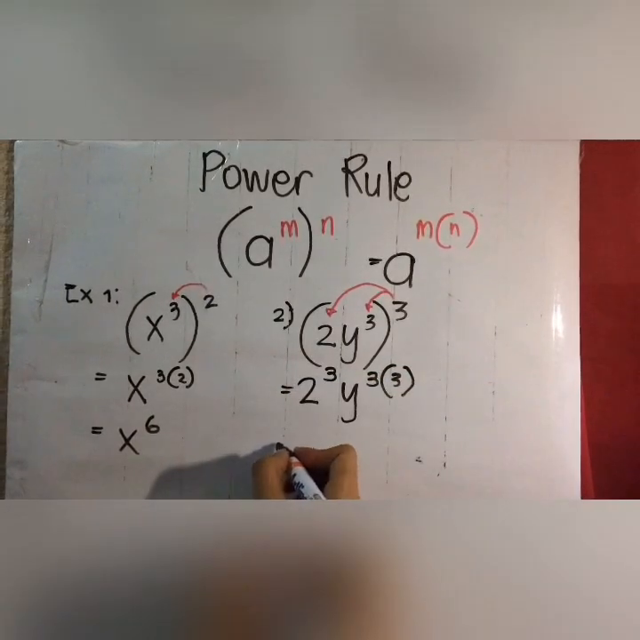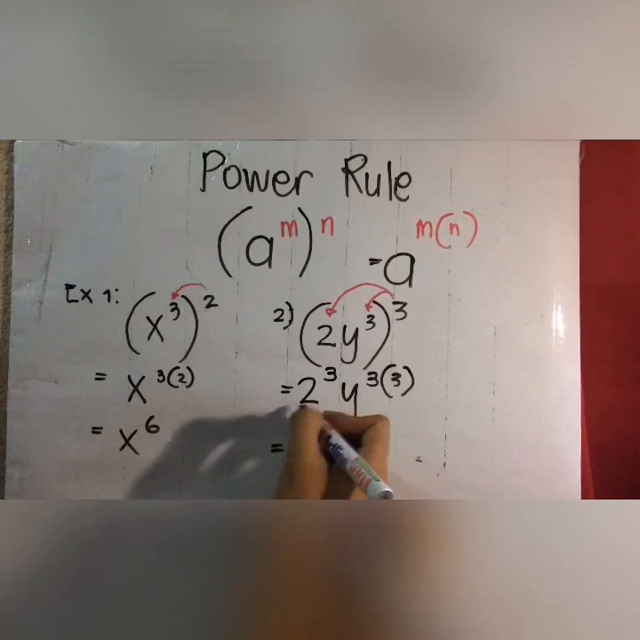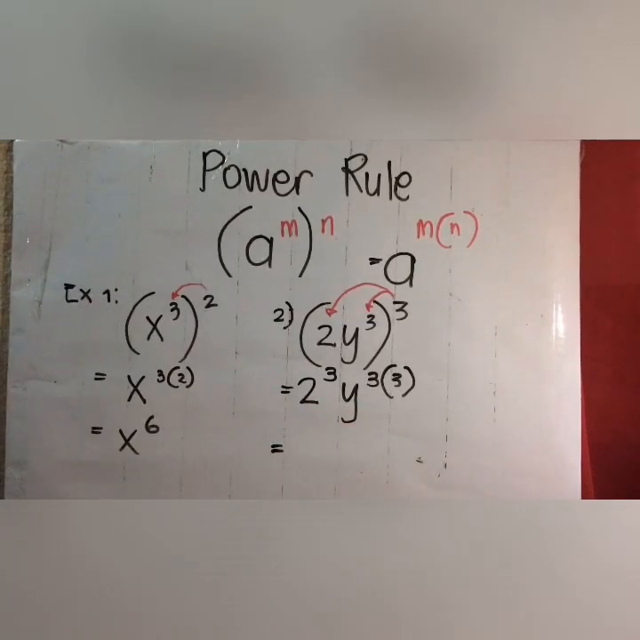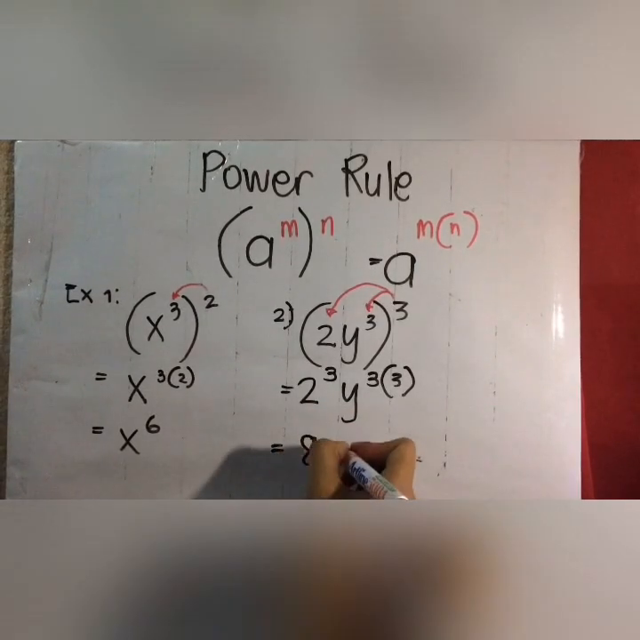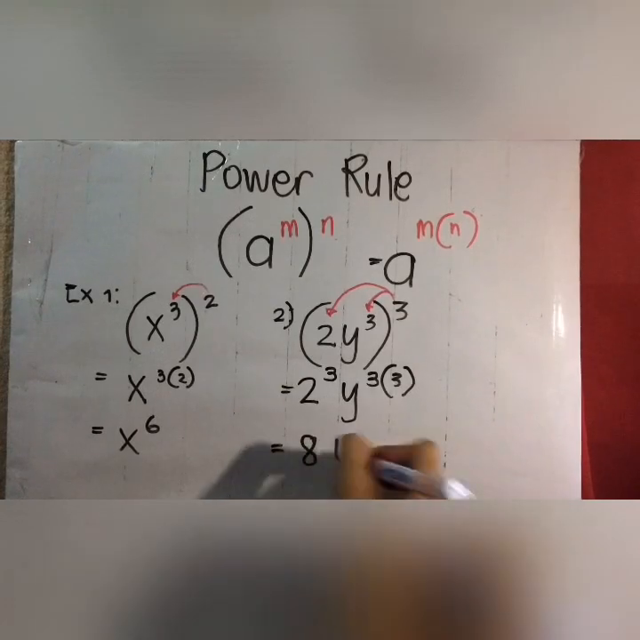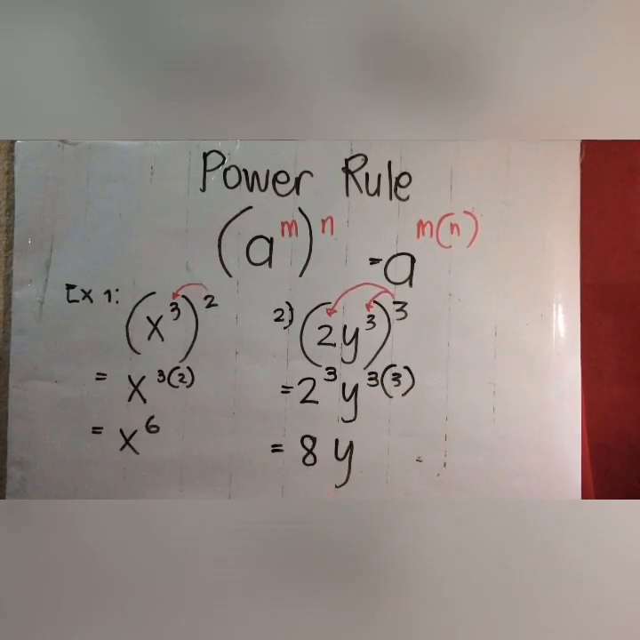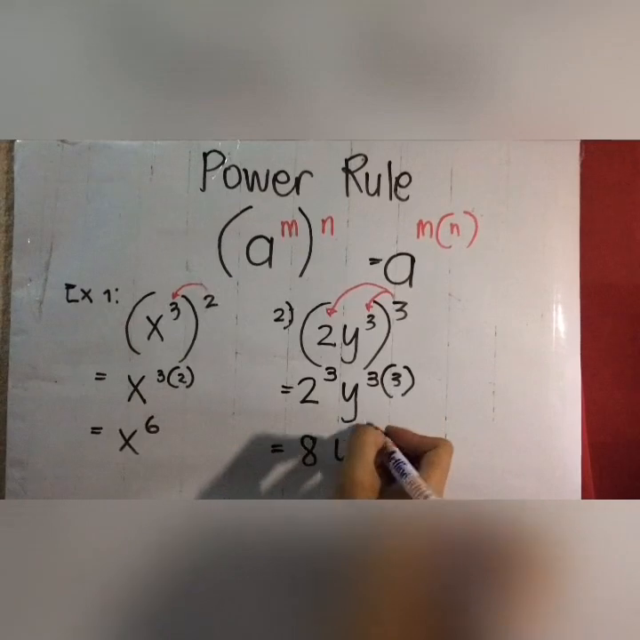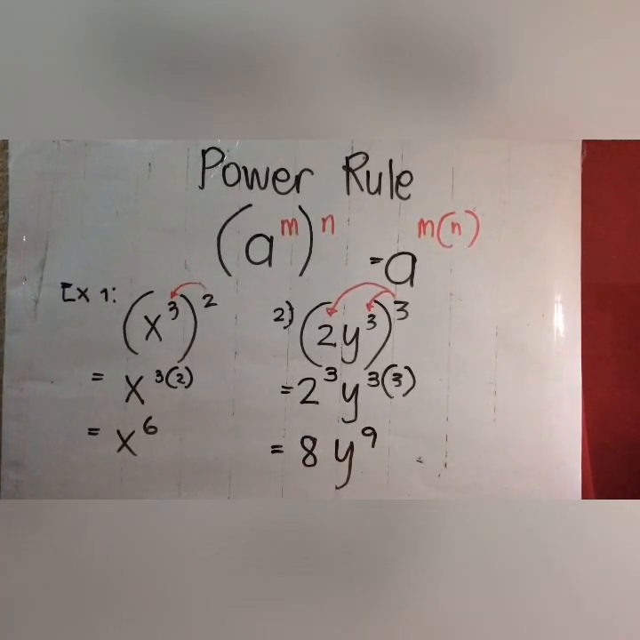So we have to simplify. What's the cube of 2? That is equal to 8. So copy the base y and multiply your exponents. 3 times 3 makes 9. Therefore, the product of this given expression is 8y to the power of 9.